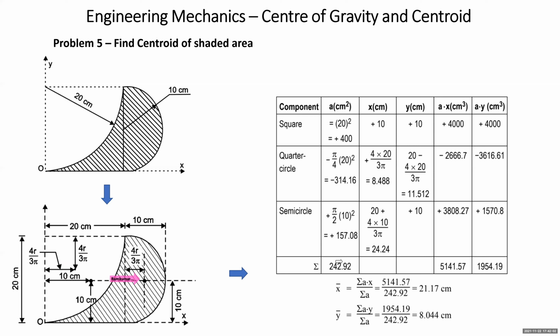Now you use your calculator. Then you arrive at summation a1 plus a2 plus a3. This is summation ax, a1 x1 plus a2 x2 plus a3 x3. Summation ay is a1 y1 plus a2 y2 plus a3 y3. X bar is going to be summation ax upon summation a. Y bar is summation ay upon summation a. This way x bar and y bar are arrived at.